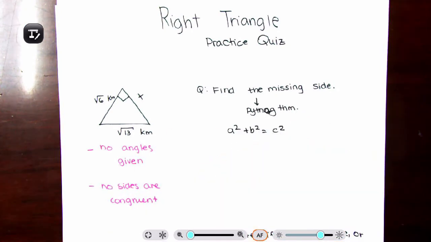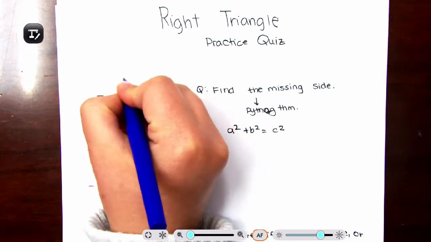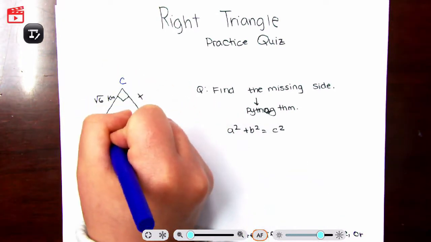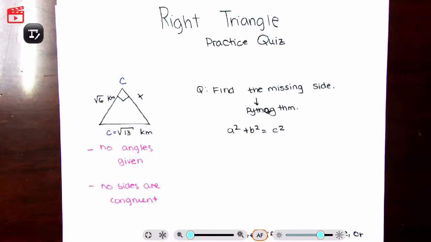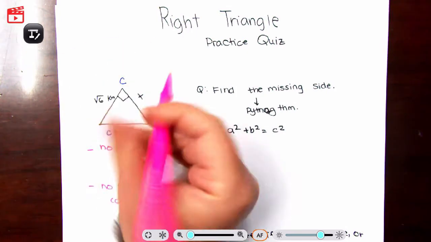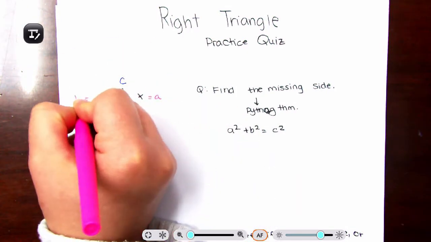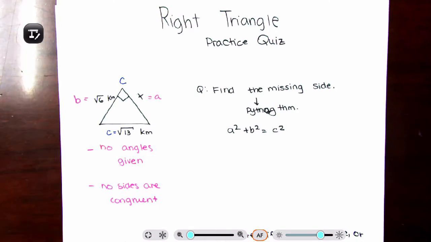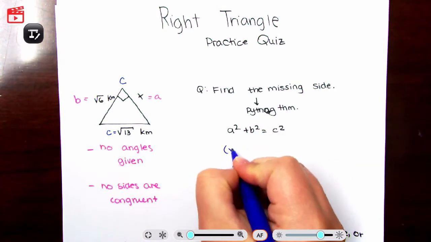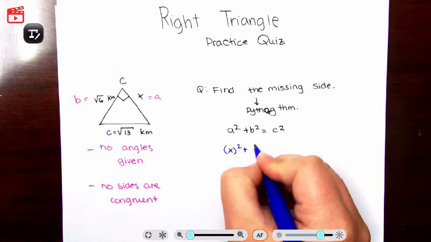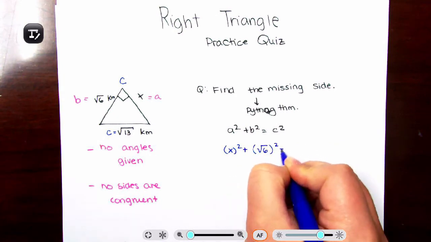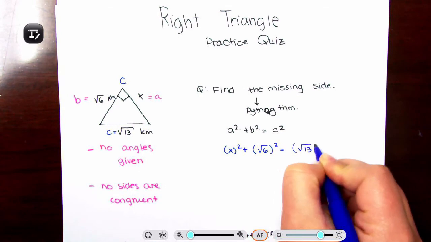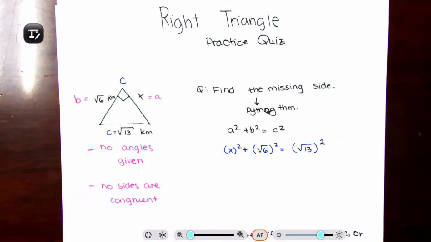Now, when you're labeling a triangle, you have to make sure that C is your right angle and C is your hypotenuse. A and B doesn't really matter if you want to label which one's A, which one's B. Let's label this one A, this one B. So just make sure that you are labeling C as your hypotenuse. So A, we said was x, plus B, which we said was square root of 6, and C, which is the square root of 13. If you need to, type that into your calculator.